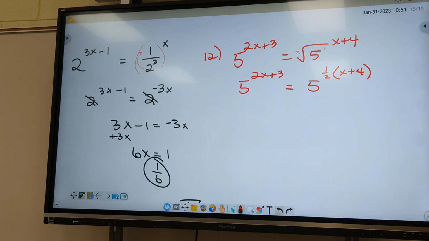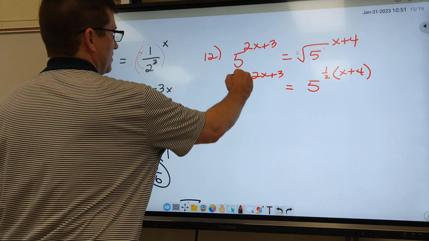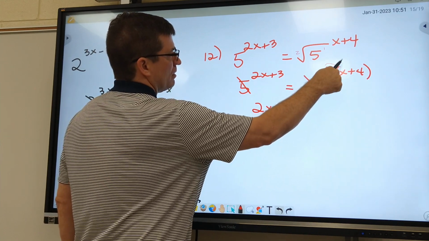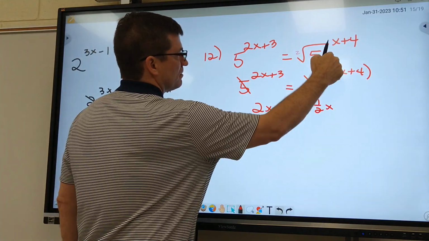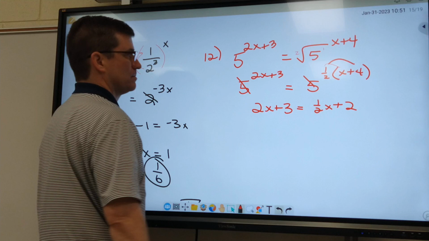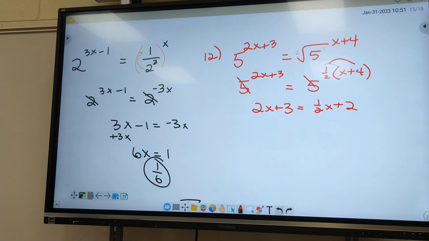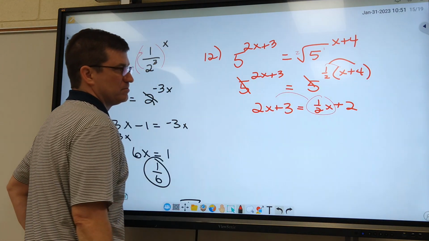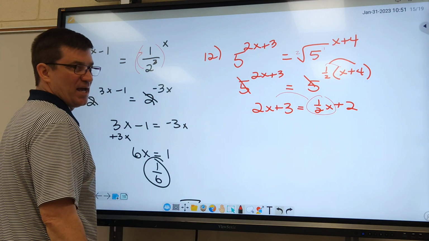All right, so now what do we do? Well, you mark out your 5s. And bring down 2x plus 3, 1/2 x plus 2. And you may need your calculator for this one. All right, what's going to happen with 1/2 x when I move it over here? Comes a negative 1/2 x.